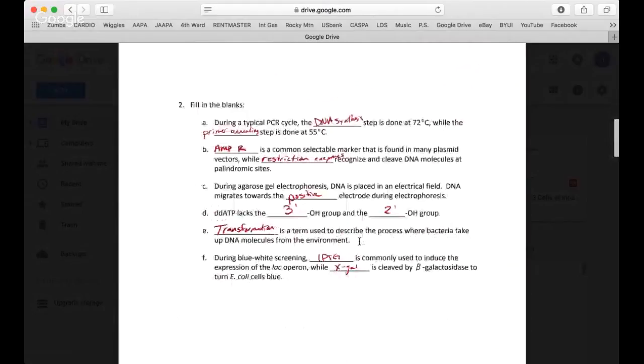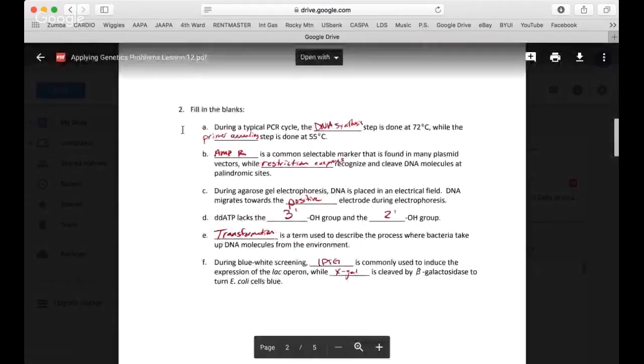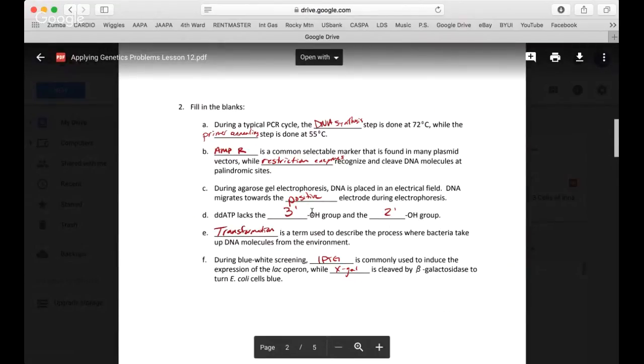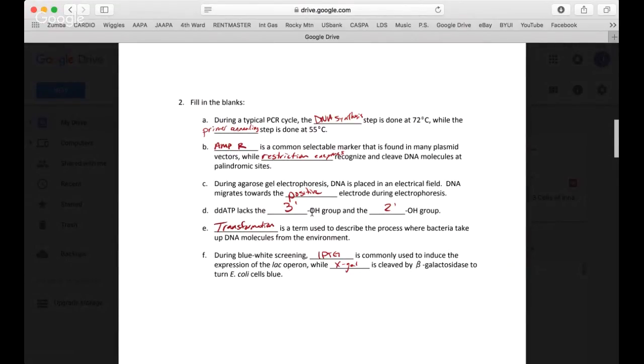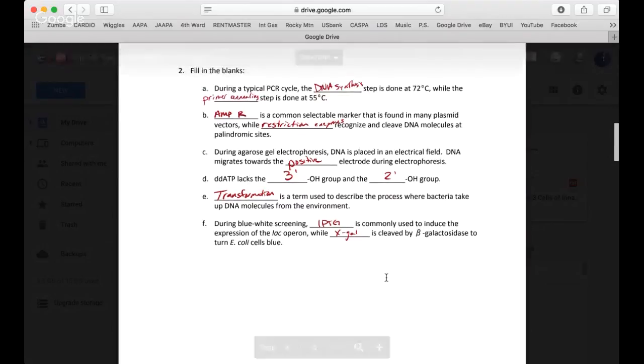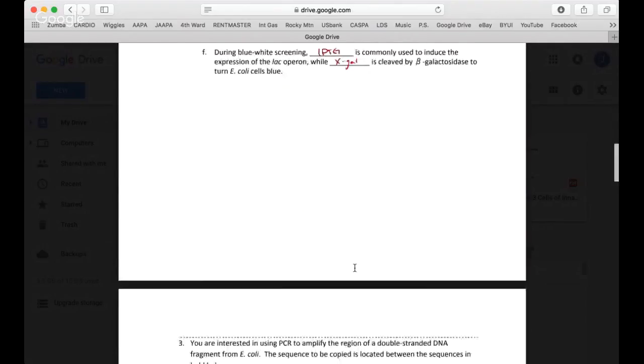So to fill in the blanks, the first one is DNA synthesis, then the primer annealing step. For B, it is the AMP-R and restriction enzymes. C is the positive electrode. For D, it is the 3' and then the 2'. E is transformation. F is the IPTG, and then the X-gal.